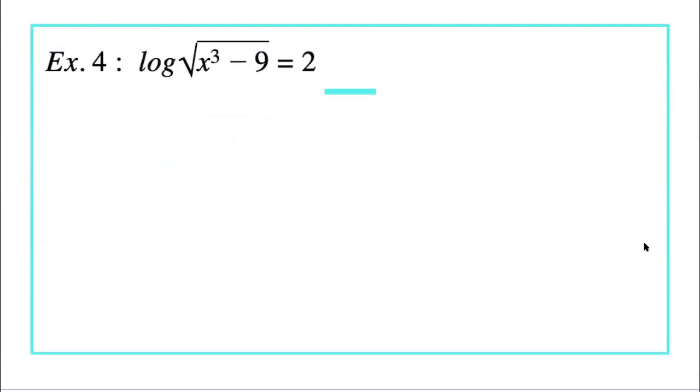So let's go and start with number 4 here, okay? So I see a log and I see the square root of x to the 3rd minus 9. And if we were to use one of the properties of logarithms, how else could we write the left-hand side?